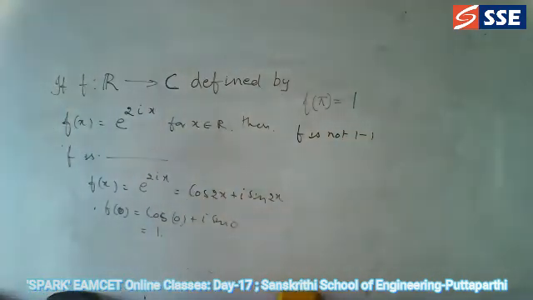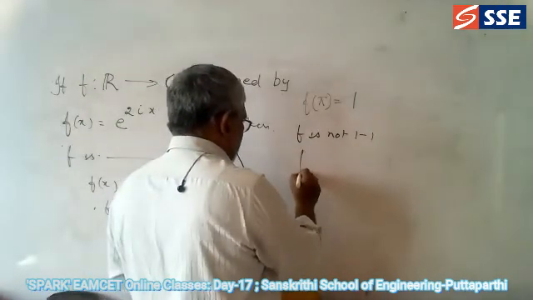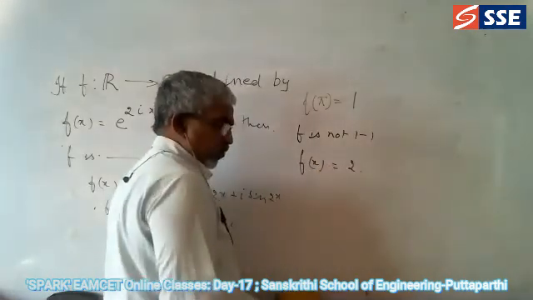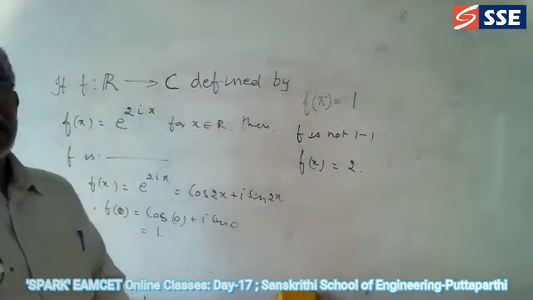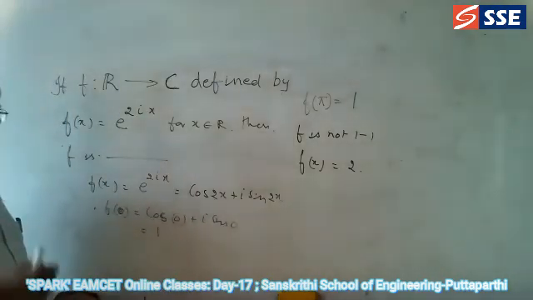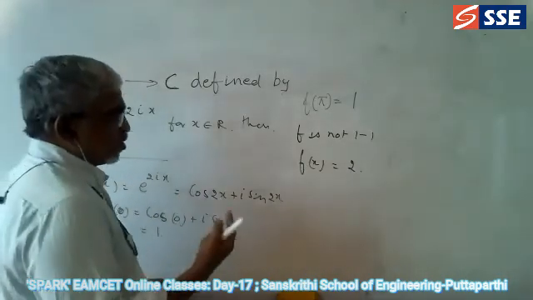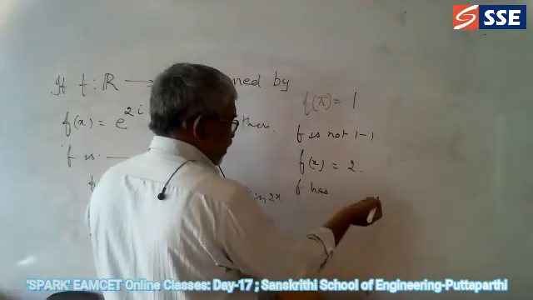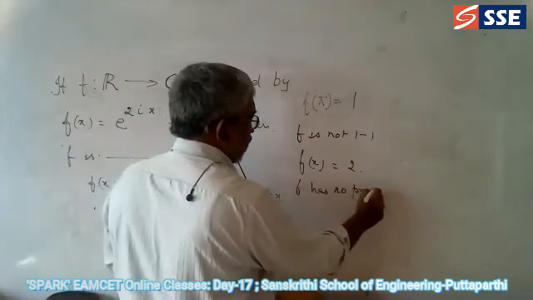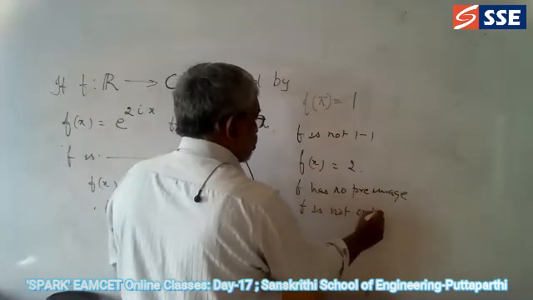Now let us see whether for every image there is a pre-image. Let us take f of x equal to 2. Is there any pre-image for this? All the values of cos and sin lie between 0 and 1, and it won't go to 2. So f of x equal to 2 has no pre-image. So f is not onto.